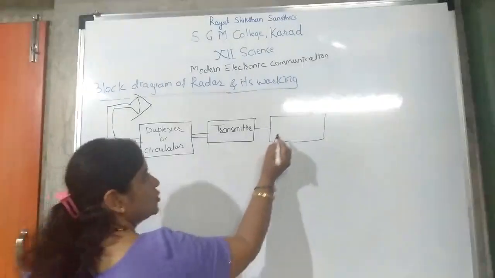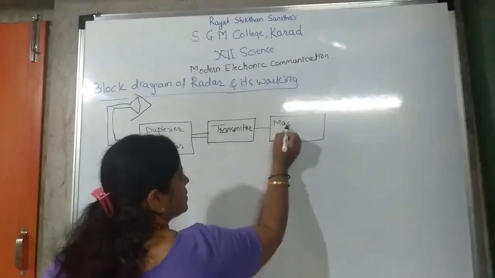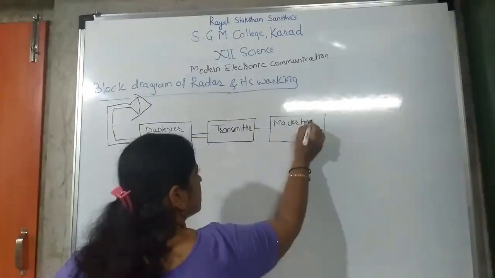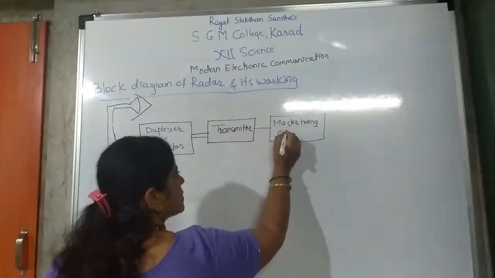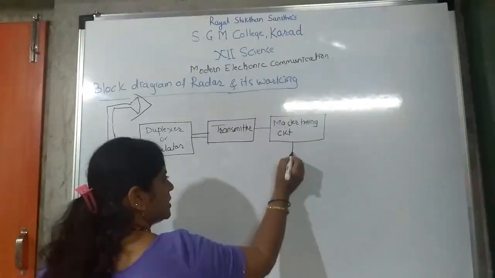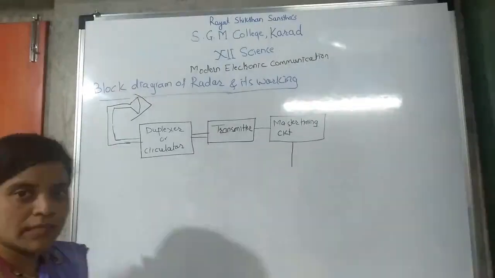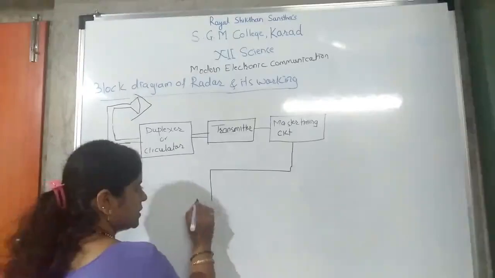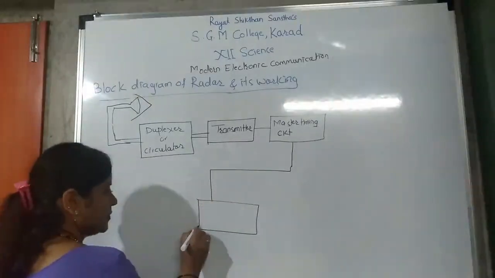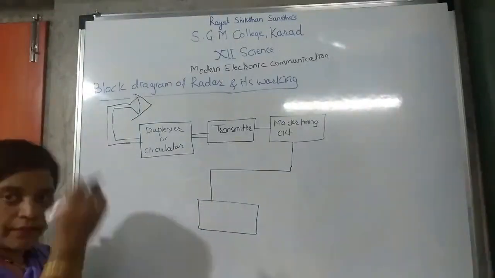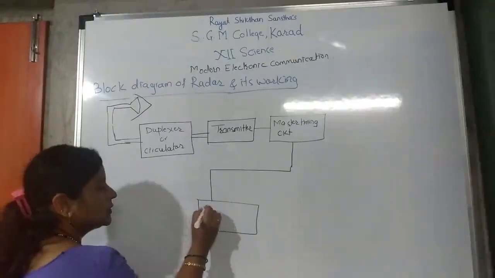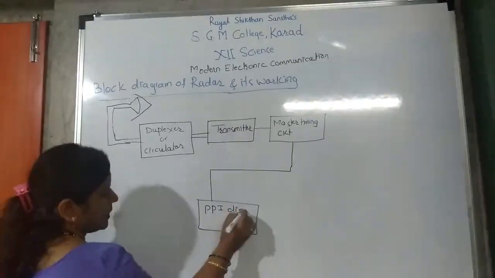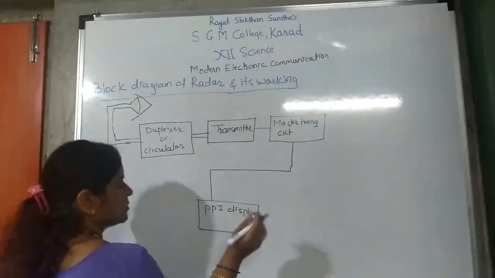Then it is connected to the master timing circuit. The master timing circuit is connected to the block which has the PPI display.